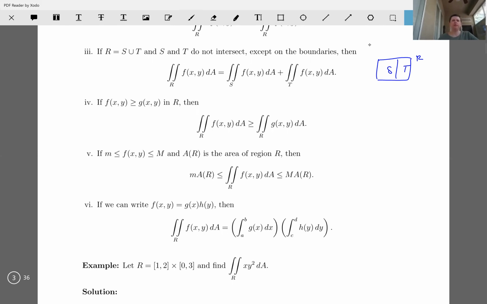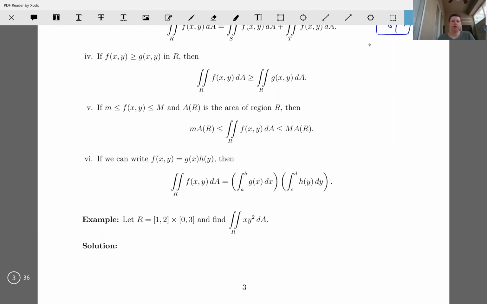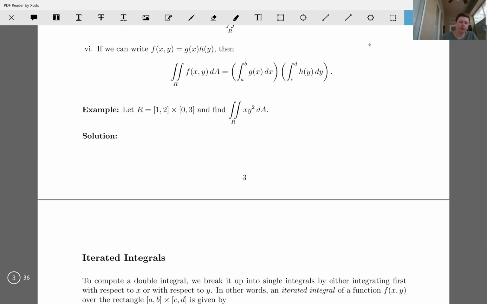If I know that my function f is between little m and capital M, I denote capital A of R as the area of my region R, then my integral is between little m times A and big M times A. And finally, if I can write f of xy as the product of a function of x and a function of y, then my integral can be computed as the product of the integral over x and the integral over y.